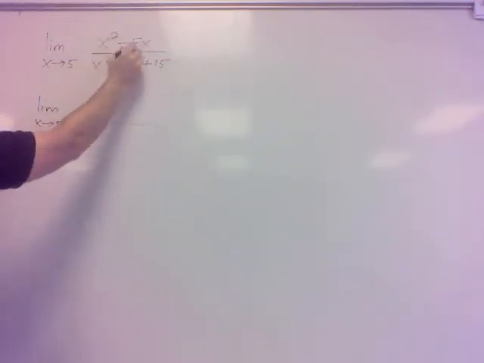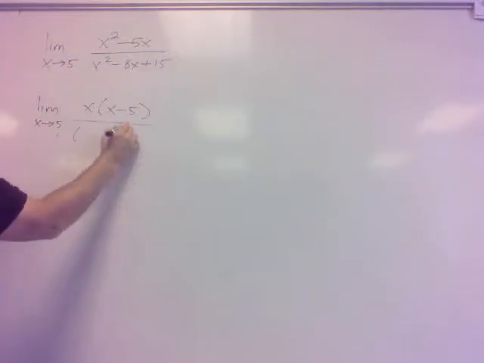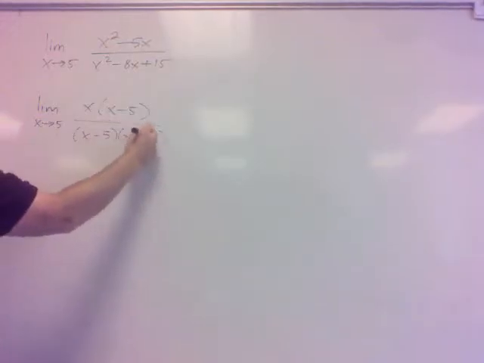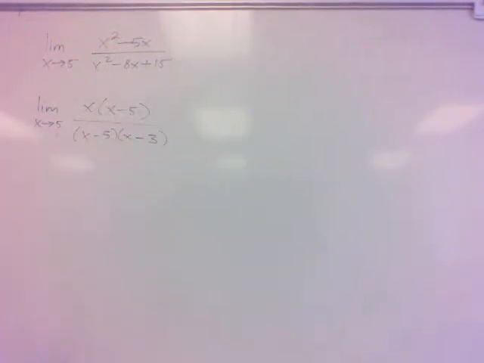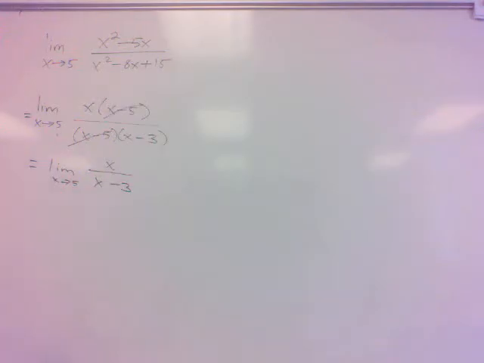Now let's factor. What factoring do you see on the top? Pull out an x: x times x minus 5. Bottom, trinomial, x and x, 5 and 3, both negative: x minus 5 times x minus 3. Yeah, so that does allow me to cancel the x minus 5's out, and that leaves me x over x minus 3. Can I substitute now? Yes, I can. Now x goes to 5, no problem. 5 over 5 minus 3 is 5 halves. This limit will be 2.5, 5 halves. Okay?